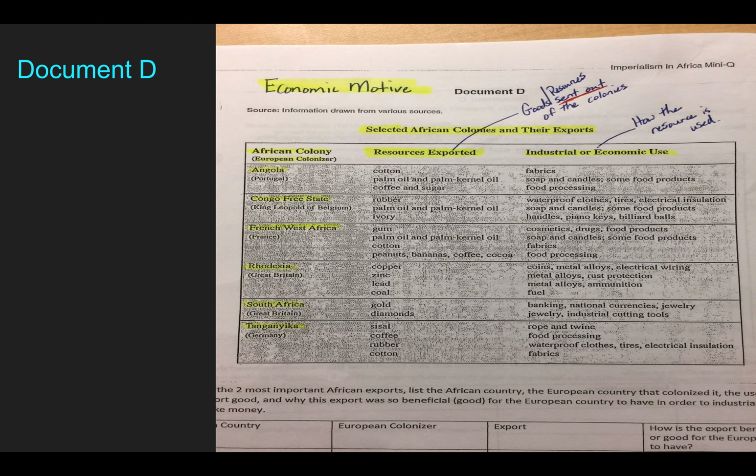In the middle, you're going to have resources exported, so make sure you highlight that. And then I want you to please make a side note from the term exported up to the right, just like I did. And if something is exported, that means it's a good or it's a resource that is sent out of the colony. So in this case, cotton, palm oil, coffee, and sugar, those are all raw materials that are going to be sent out of Angola. Okay, so they're going to be exported out of Angola or they're going to be sent out of Angola.